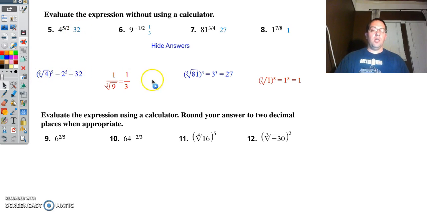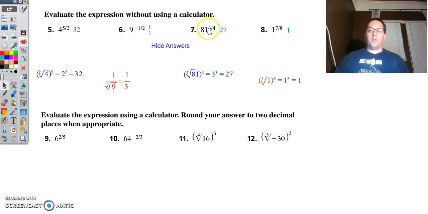All right? Now over here, we have that negative exponent. So that means it's going to be 1 over. Then we have the square root of 2, because that's our denominator. Sorry, square root of 9. 2 is our root. So the square root of 9, which is 3, so 1 over 3.